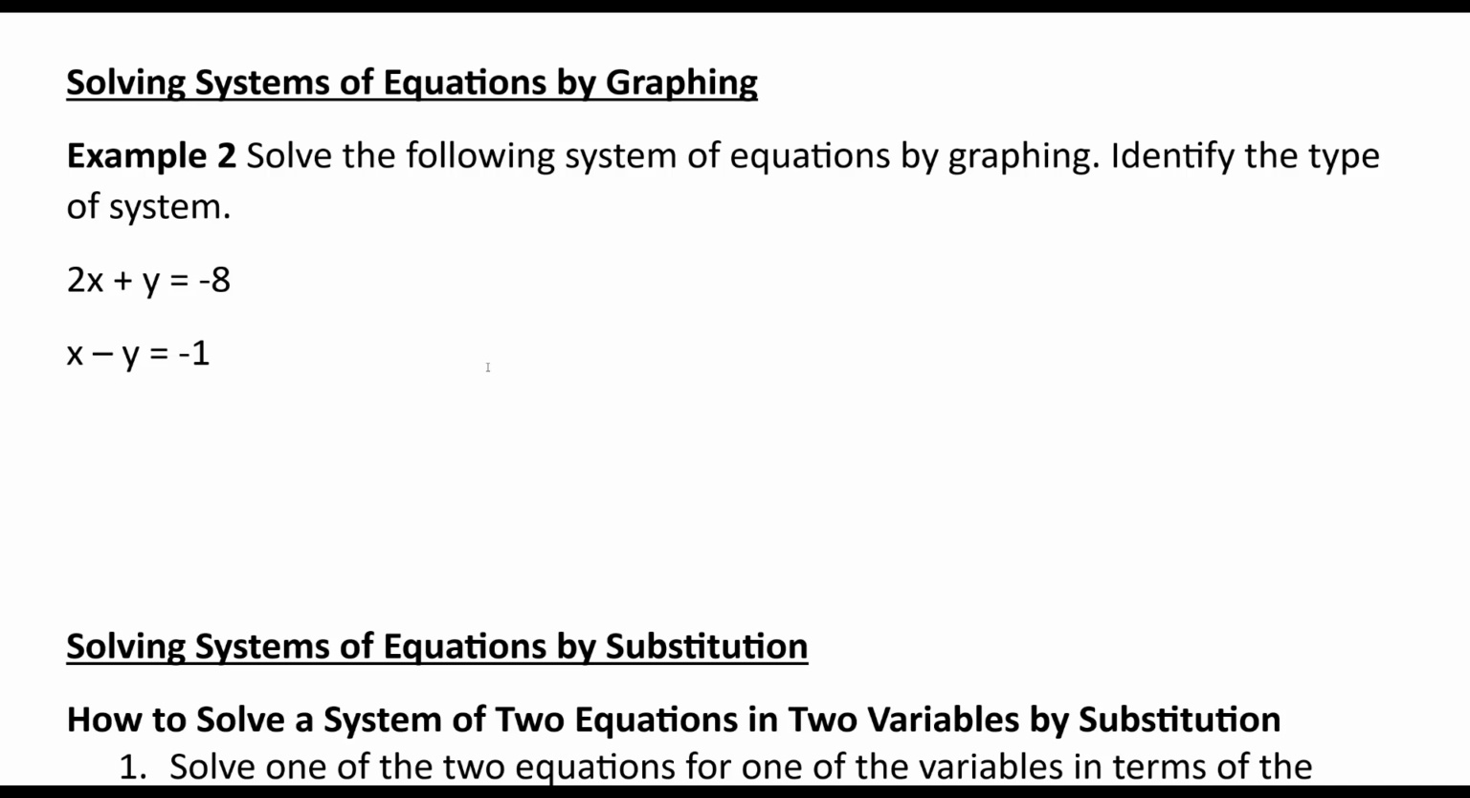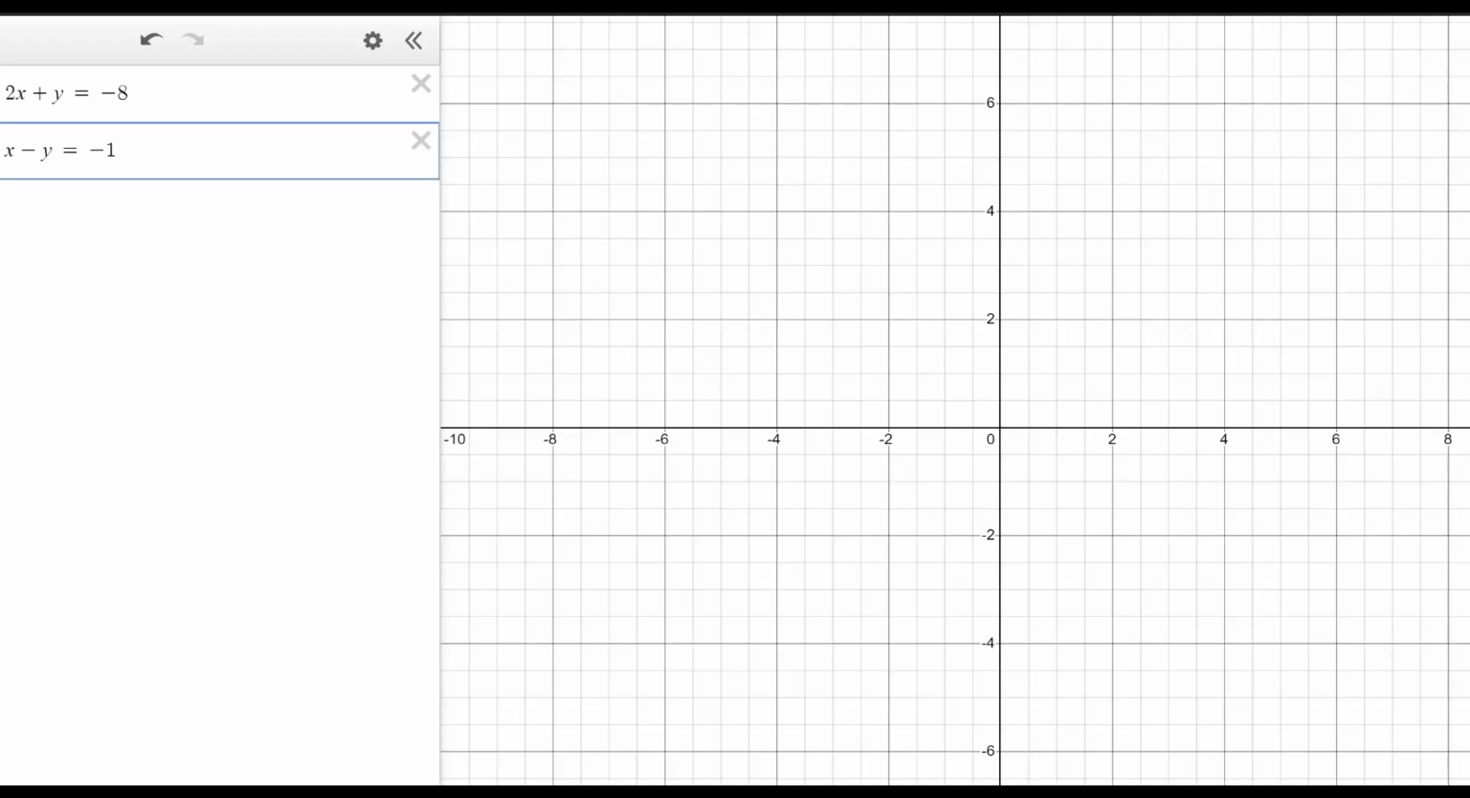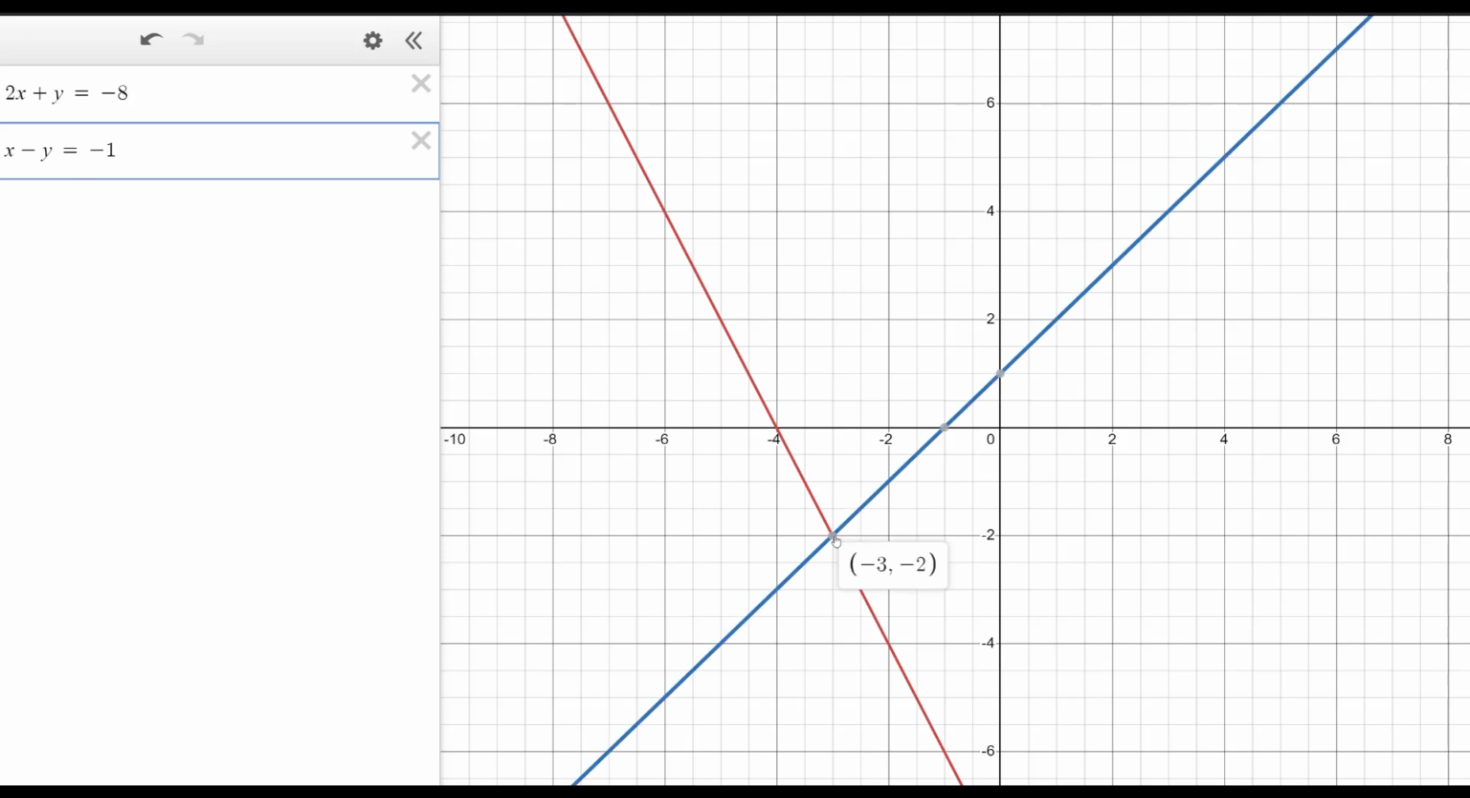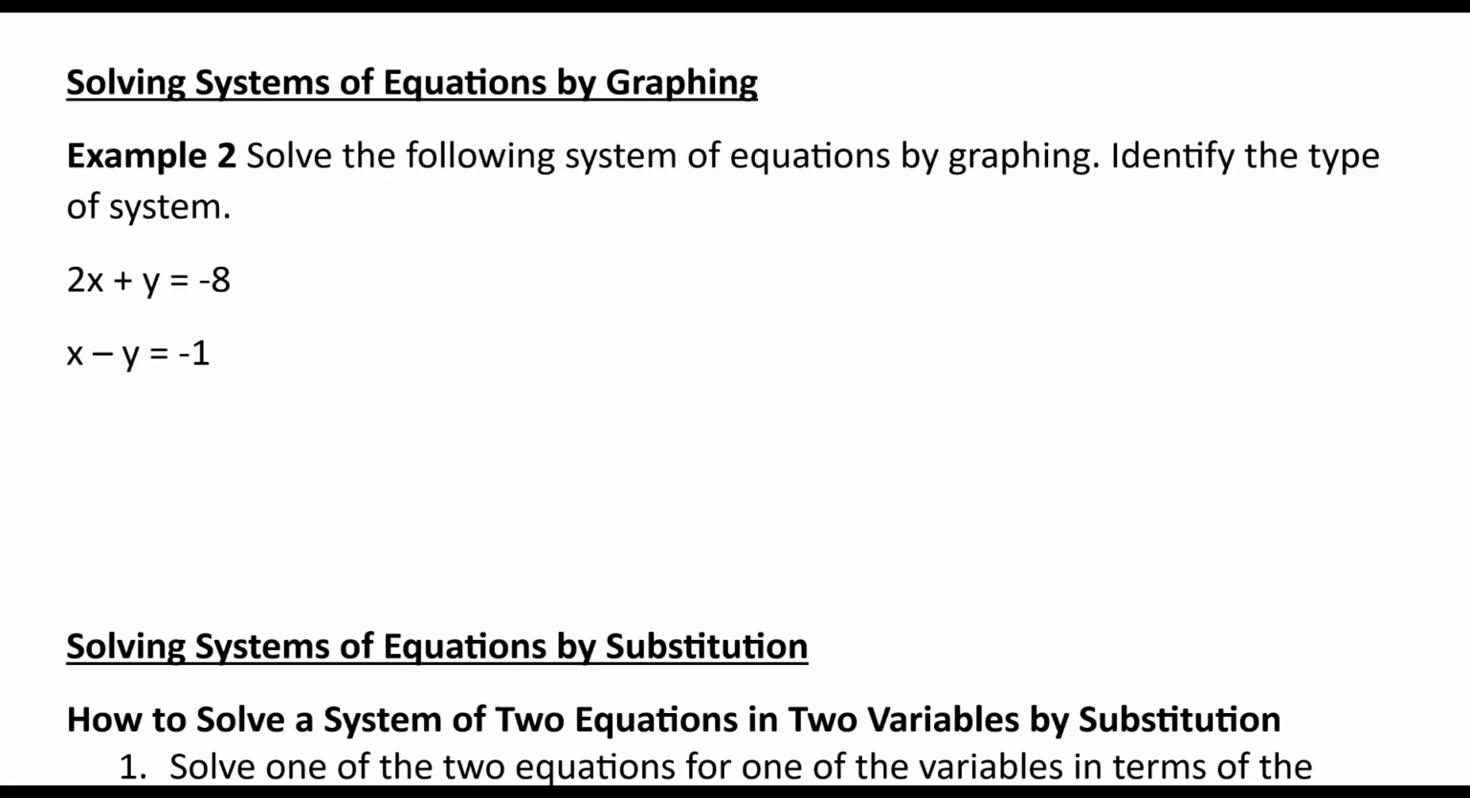So let's go ahead and bring in our friend Desmos. Okay, so I typed them in here. 2x plus y equals negative 8. x minus y equals negative 1. And I can turn each of these on. And look at that. We can see where they cross at negative 3, negative 2. So that's our solution for this one. So it's at negative 3, negative 2.